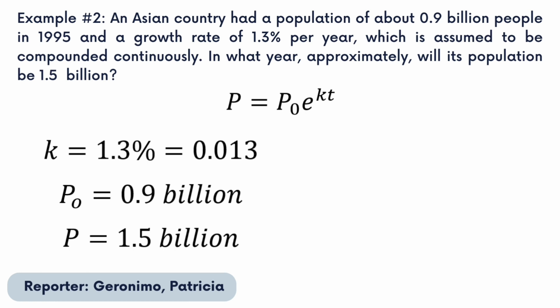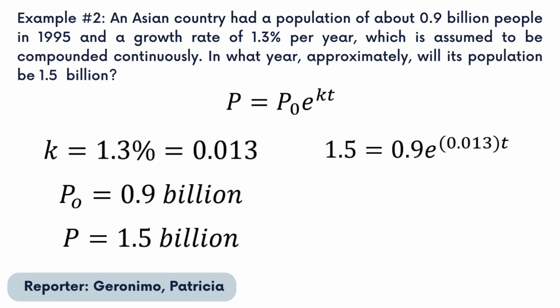Our equation will be population is equal to P sub 0 or the initial population multiplied by e raised to k times time. Our k will be 0.013 or the growth rate of 1.3%. The initial population or the P sub 0 is 0.9 billion. The population is 1.5 billion and the time or the T is the missing one. So let's insert the given in the equation, which will be 1.5 equals 0.9 multiplied by e raised to 0.013 multiplied by T.